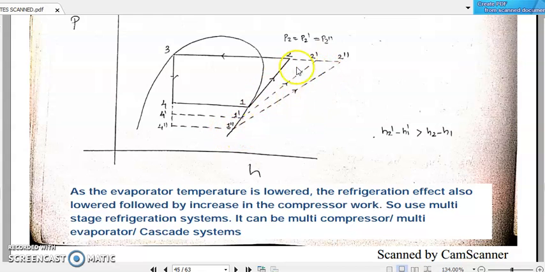Okay, all of you please pay attention to this pressure enthalpy diagram. The compressor work increases as we are lowering the evaporator temperature, and that is written over here. As the evaporator temperature is getting lowered, the refrigeration effect is also lowered. What was this initial refrigeration effect? H1 minus H4. When we are lowering the temperature of the evaporator from 4-1 to 4-1 dash, we can see the length of 4-1 dash is less than 4-1, which means the refrigeration effect is getting decreased.